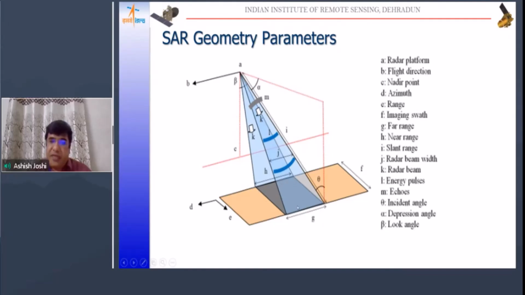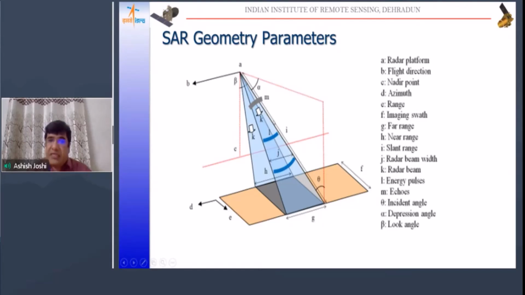This beam towards the Earth is called the swath or the range, and this direction is called the azimuth direction. Then this total distance is called the imaging swath. G is called the far range and H is called the near range. So this is the near range, this is the far range, this distance is called the swath, and this direction is called the range direction.